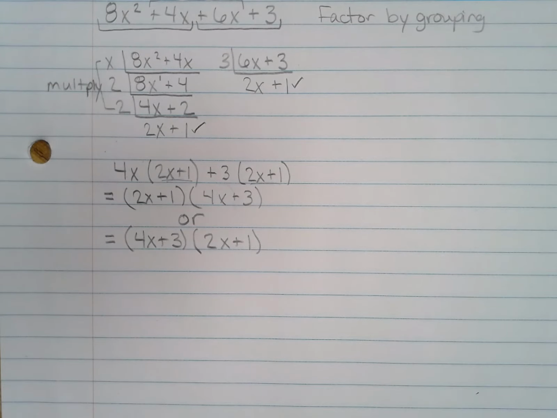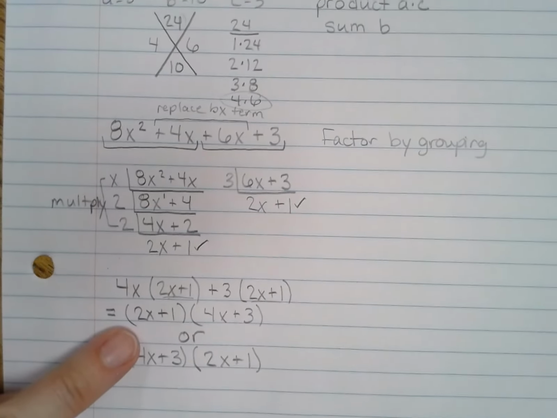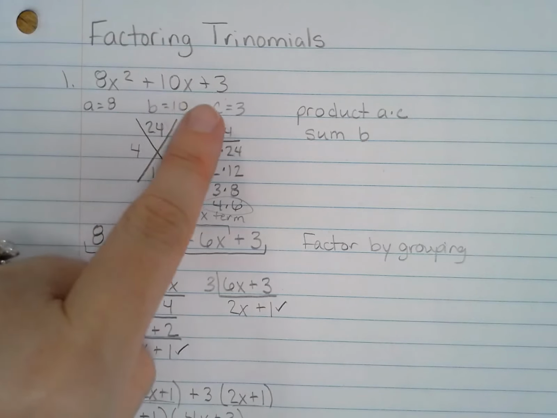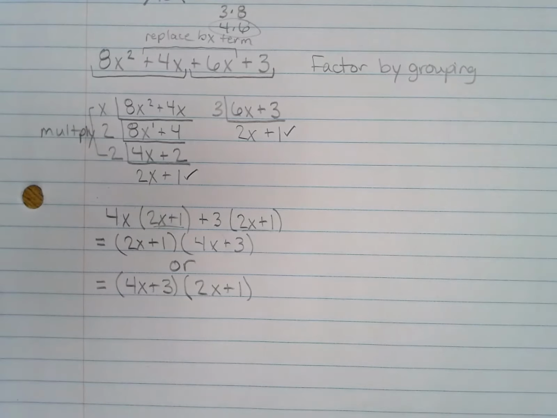They're both the same answer. So if we went and multiplied these together using distributive property, we would come up with the same answer that we started with. In order to check those factors, you can just distribute them back together.